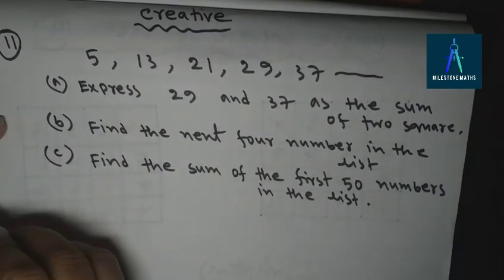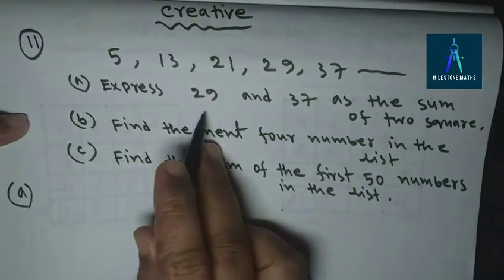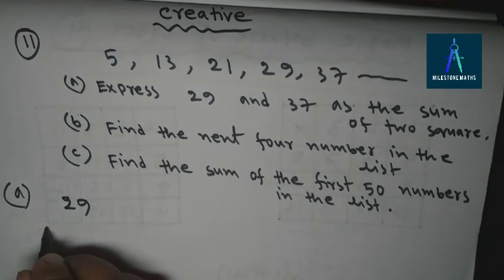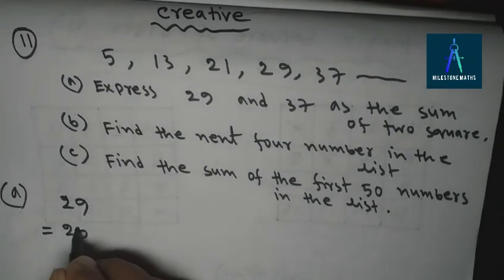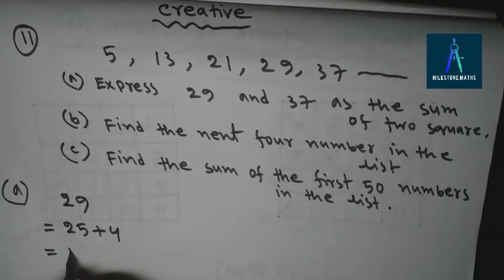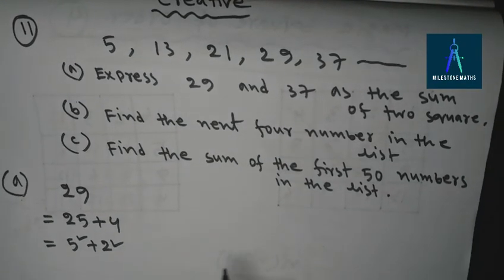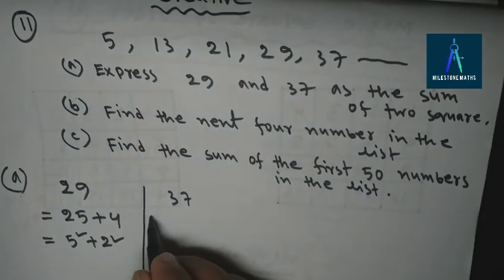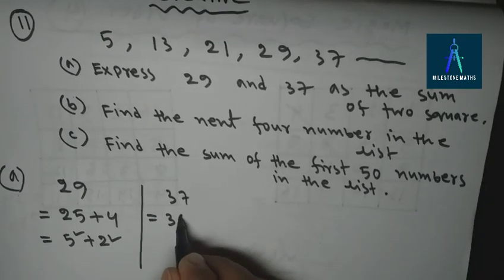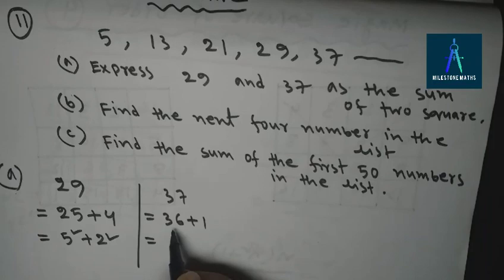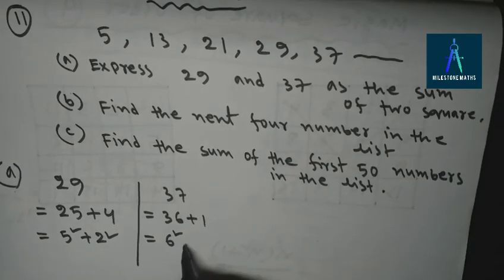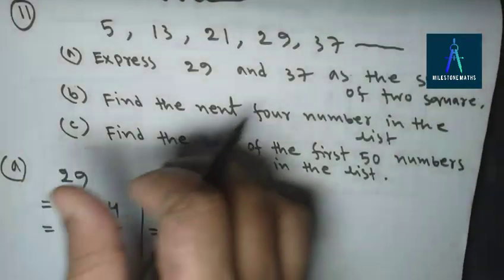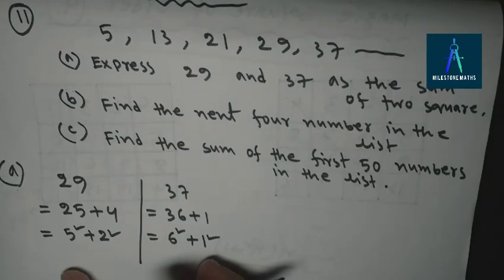So first I will solve number A. Express 29 and 37 as sum of 2 squares. So first I'll write 29 here. We can write 29 as 25 plus 4, so 5 square and 2 square. And another question was 37. So we can write 37 as 36 plus 1. So 36 I can write as 6 square plus 1 square. So 29 and 37 as the sum of 2 squares are already solved.